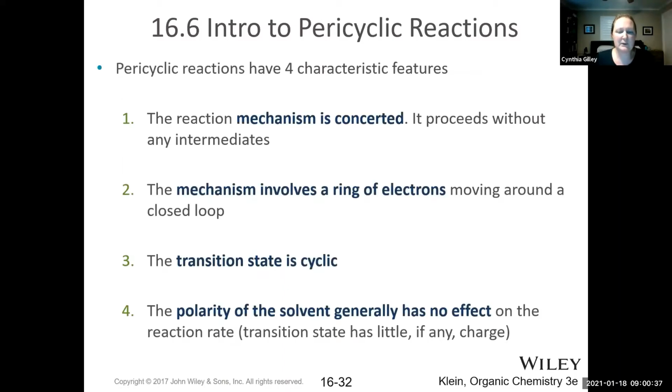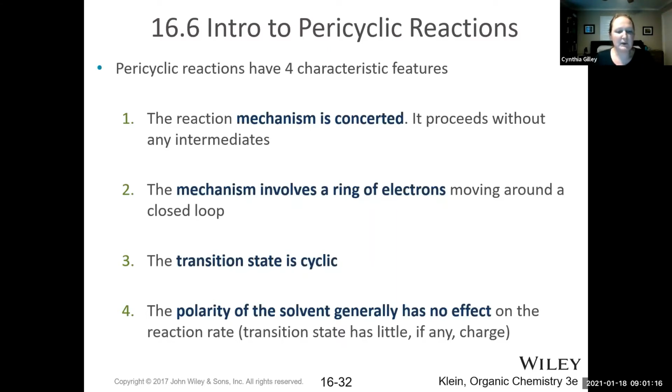All of the pericyclic reactions have four characteristic features. The first is that the reaction mechanism is concerted, and that means it's a one-step mechanism. It proceeds without any intermediates. The mechanism involves a ring of electrons moving in a closed loop, which is very unique, and not a lot of other reactions share that property. The transition state is cyclic. You notice that we were either forming a ring in a couple of cases, or at least having a cyclic transition state leading to another acyclic product.